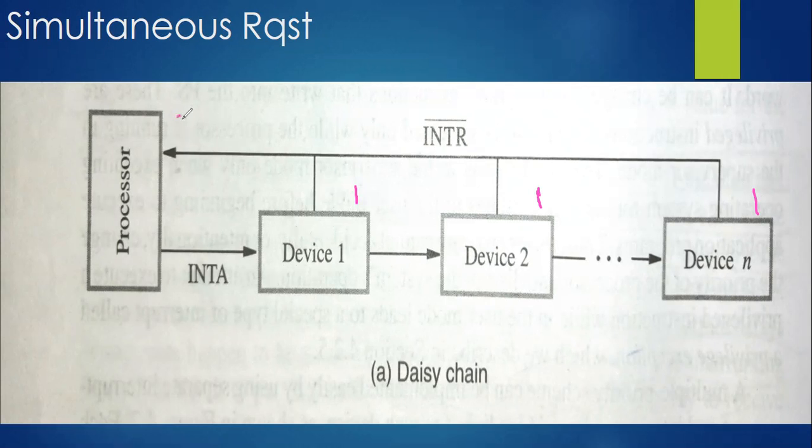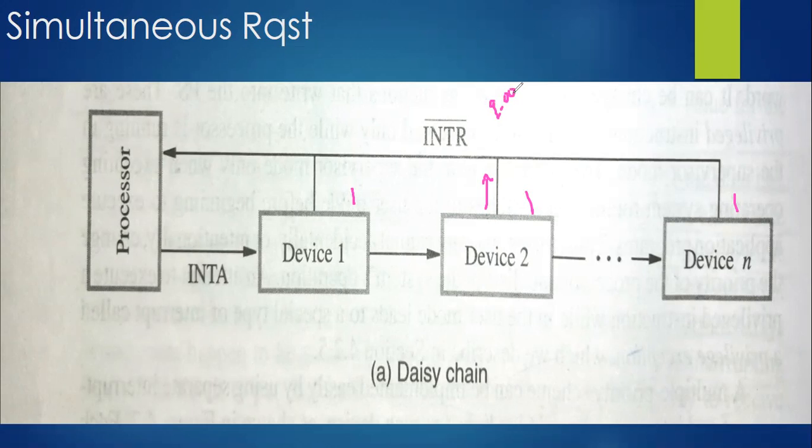Suppose at 9 o'clock the first device raises an interrupt request, then at 9:05 the third device raises one, and at 9:10 the second device raises one. Then we can easily provide service based on arrival time: the first request arrives at 9, the second at 9:05, and the third at 9:10. But suppose all have the same priority and all raise the request at 9 o'clock. Then how do we break the tie?